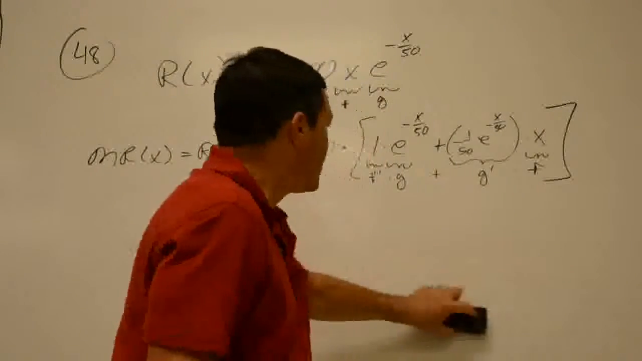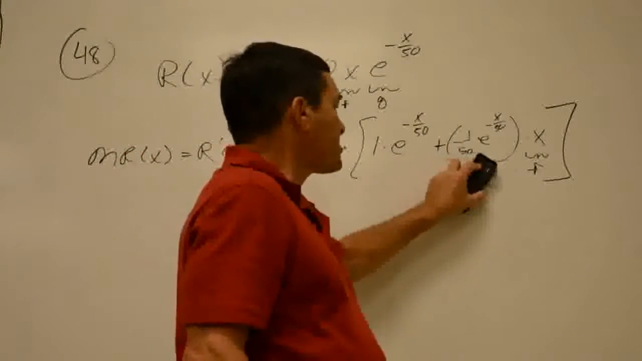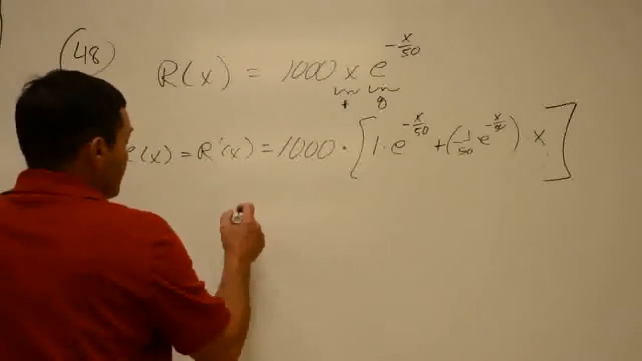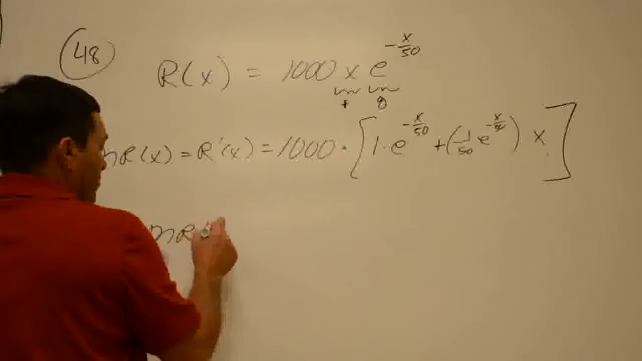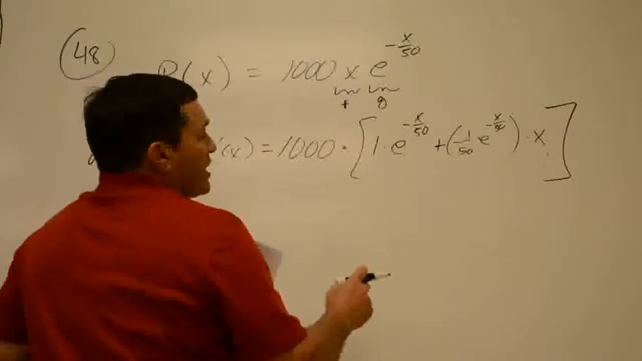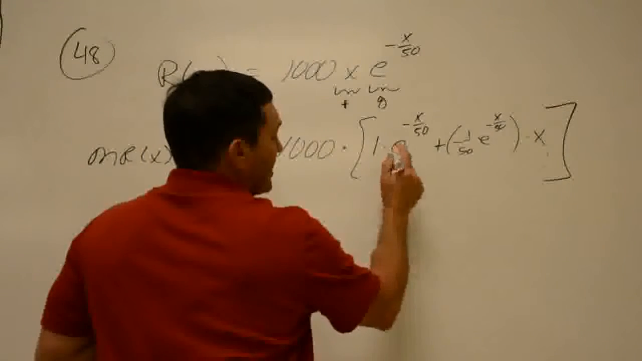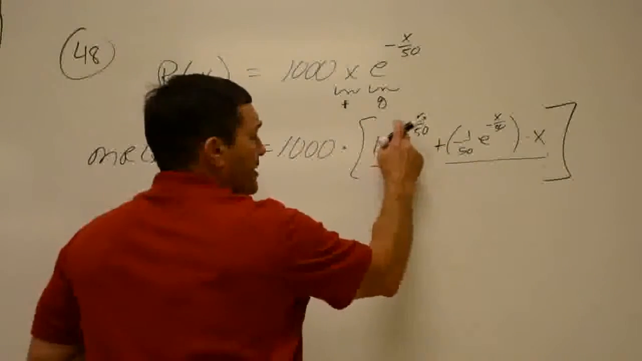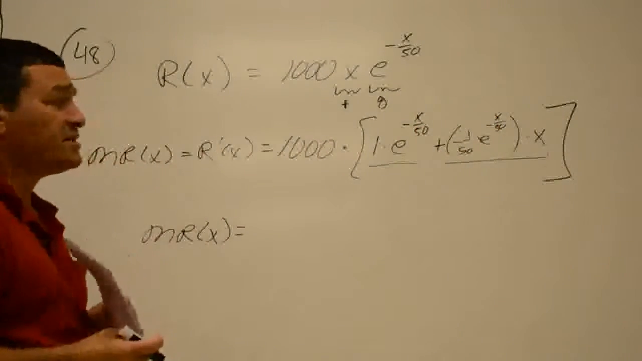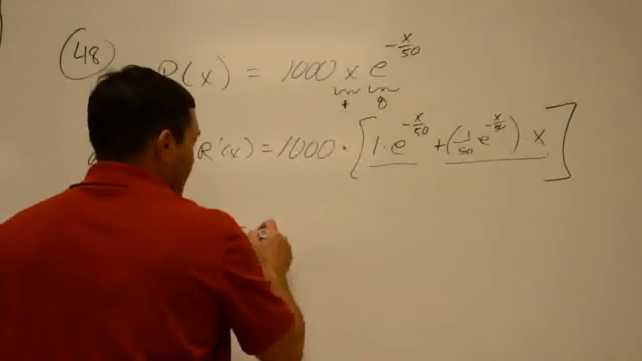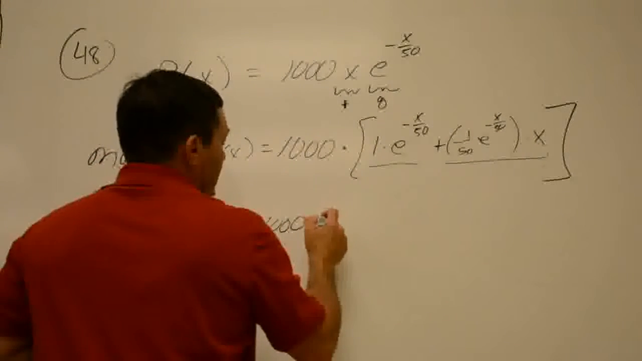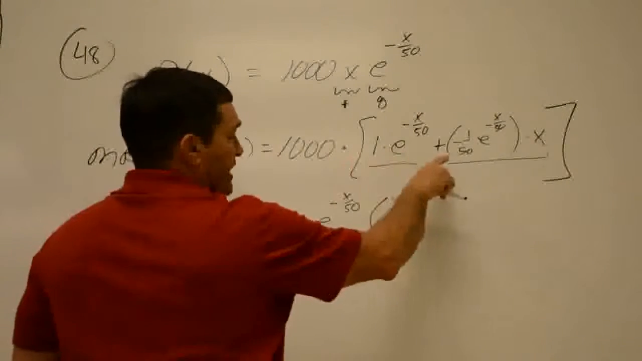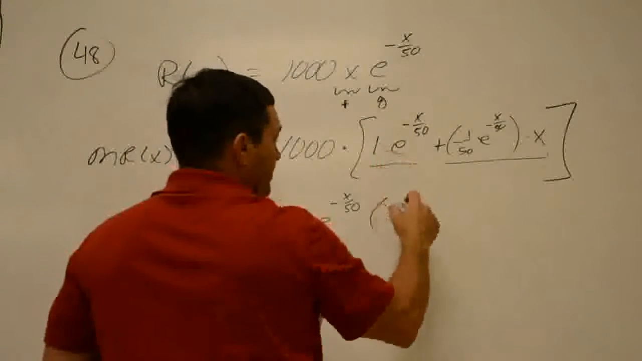Okay, so I'm going to simplify that a little bit now. Not a lot, but here's what we're going to do. First of all, I see a term plus a term, and I've got a common factor of e to the negative x over 50 in each term. I'm going to factor that out. So I'm going to have my 1,000 times e to the negative x over 50. And then what I'll have left in this first term, I have the factor of 1.